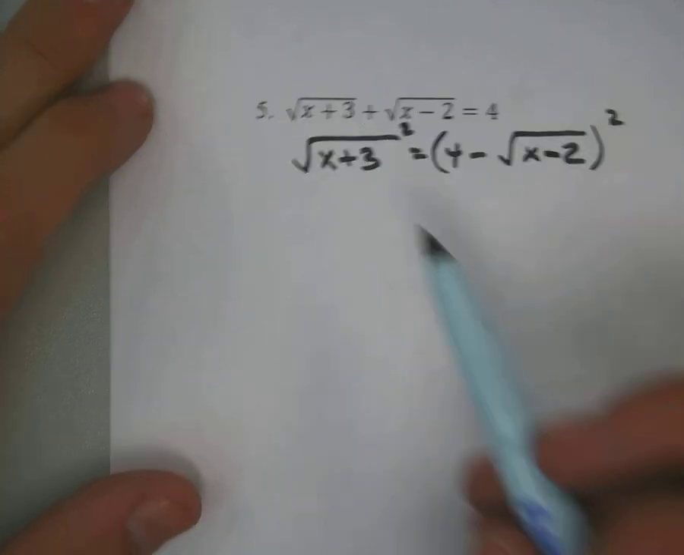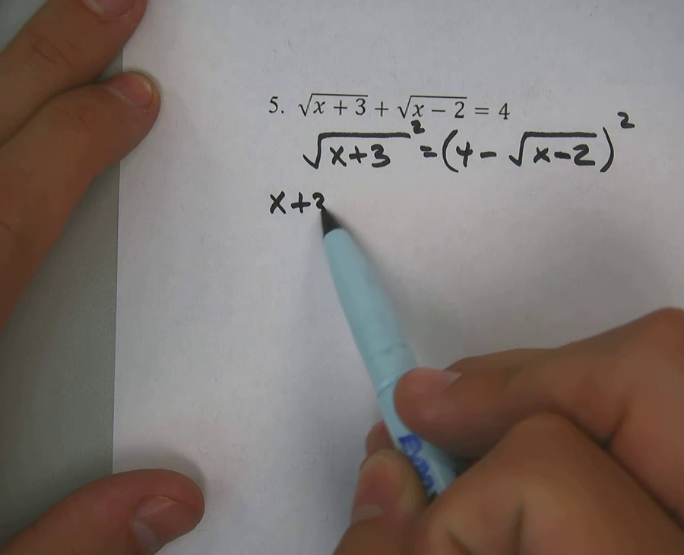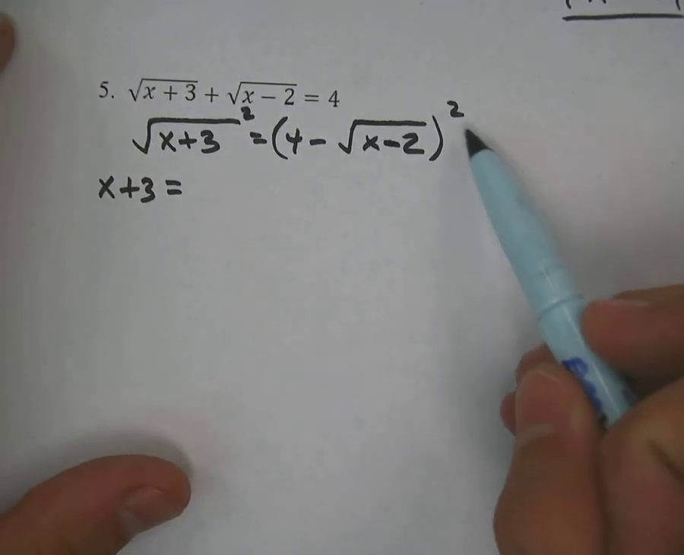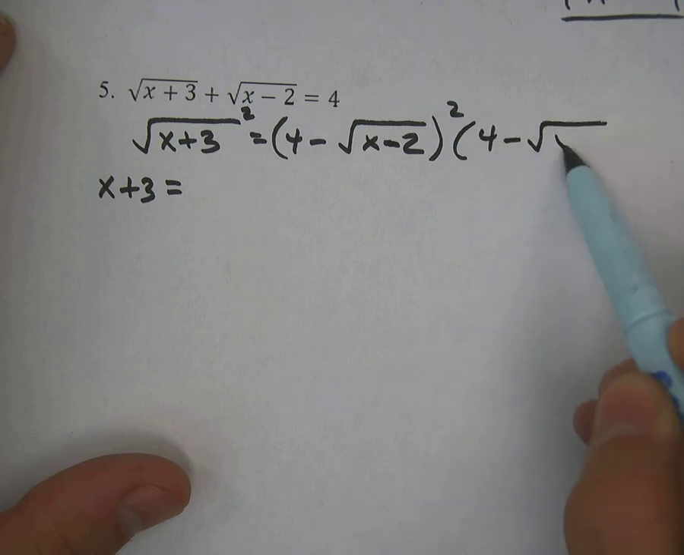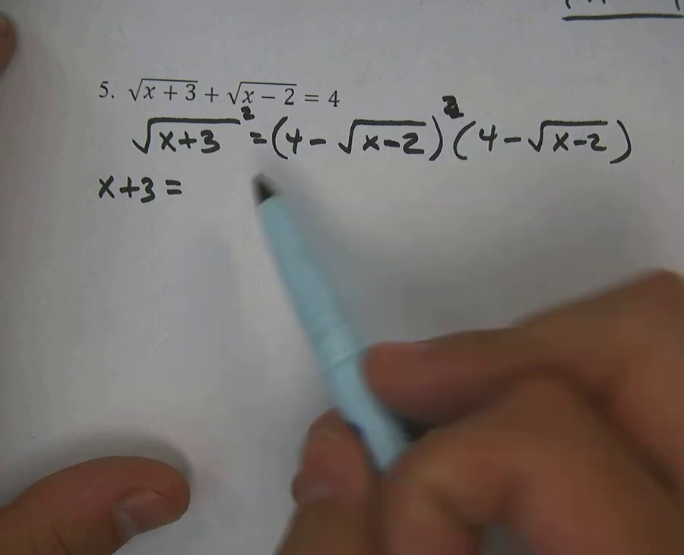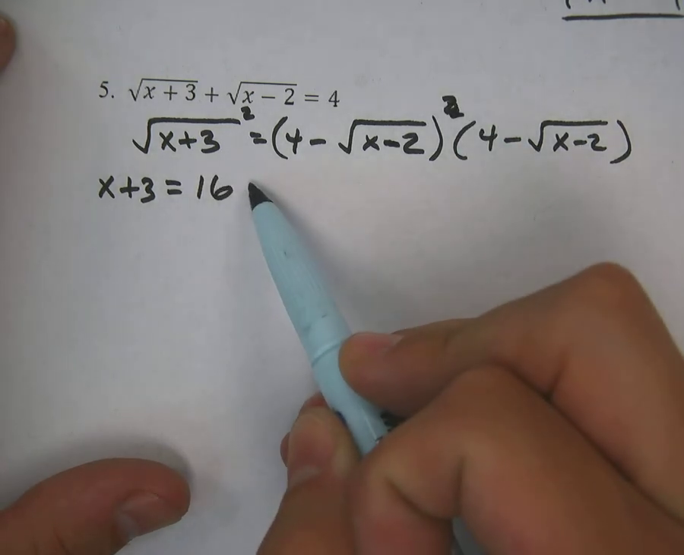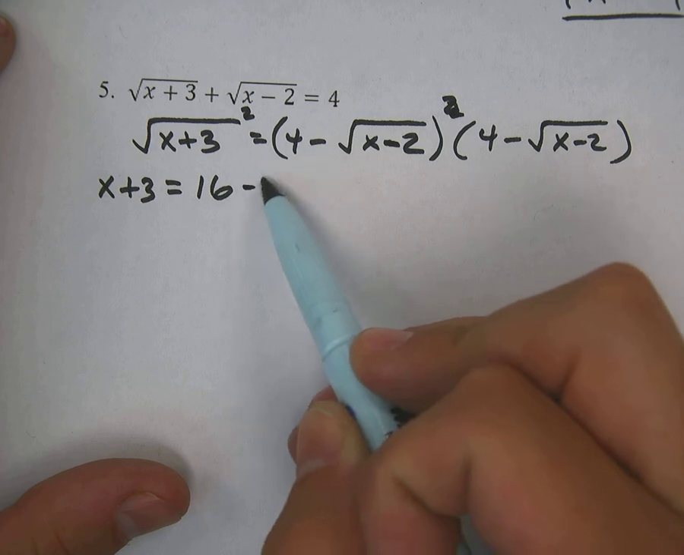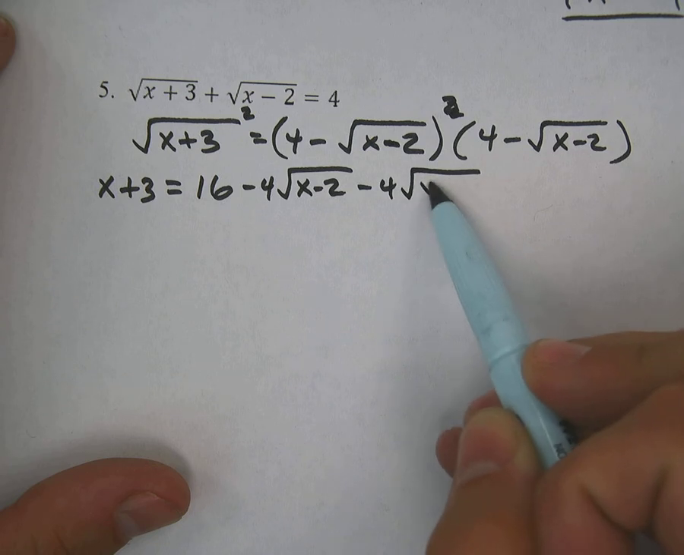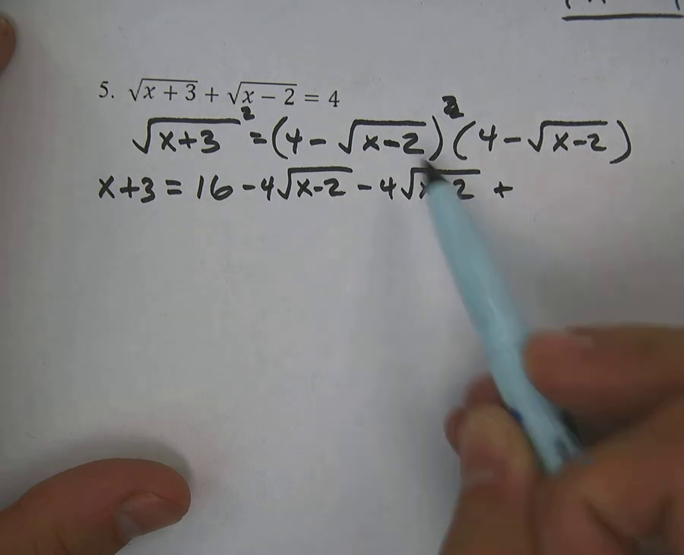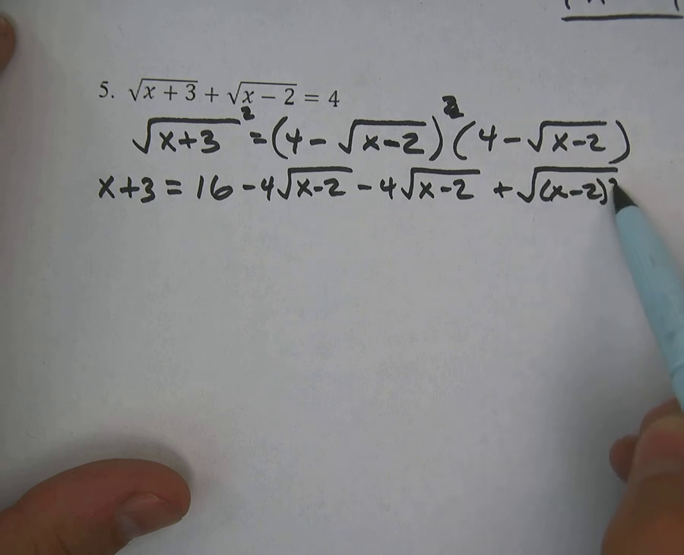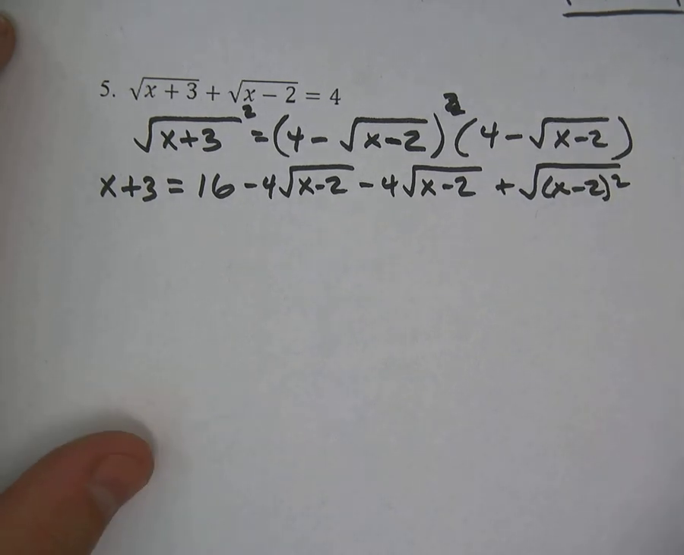So the left side's easy. Just x plus 3. The right side we have to FOIL. Remember, this is like saying (4 minus root x minus 2) times (4 minus root x minus 2). Multiplying that out, if I do that, I get 16. Outside would be minus 4 root x minus 2, minus 4 root x minus 2. And then plus, now it would be this squared.